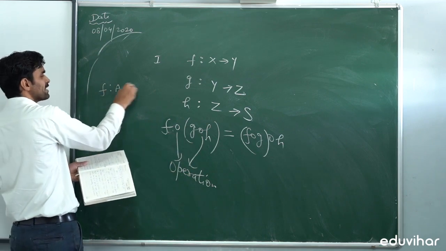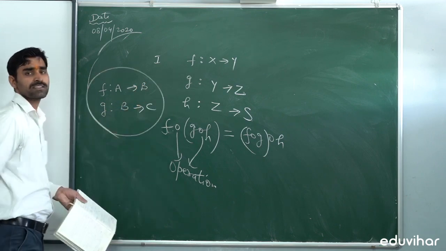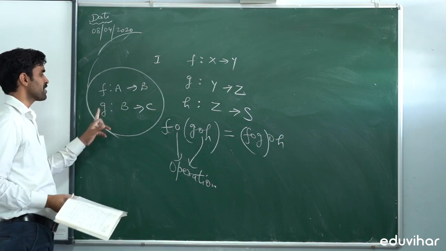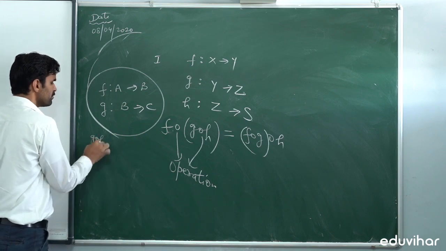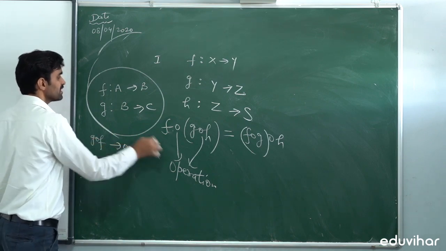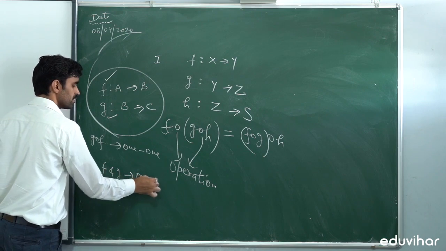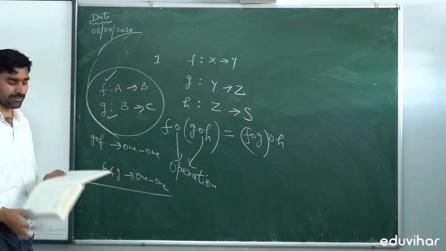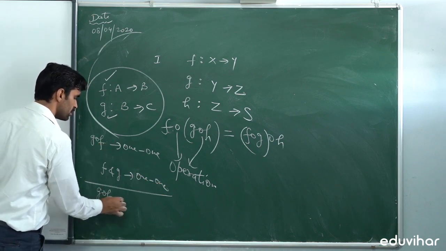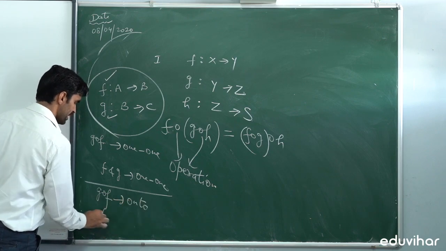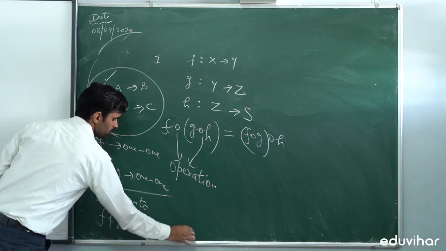Then it says we have a function f that goes from set A to set B, and the other function g goes from B to C. If a function is such that f goes from A to B, g goes from B to C, and gof is 1-1, then f and g must be 1-1. If gof is 1-1 then f and g must be 1-1. If gof is onto, then f and g must be onto, must be onto.